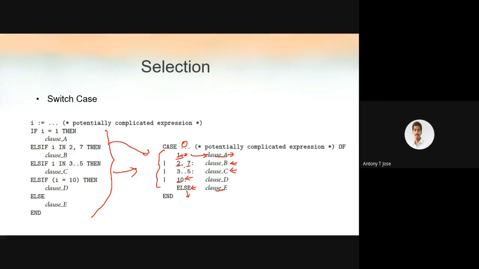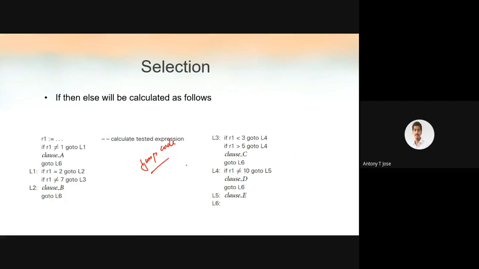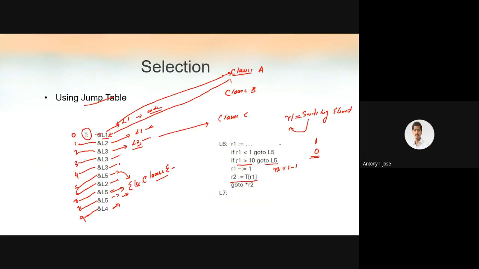Here you can see if the value of R1 is 1, clause A is executed. If the value of R1 was 1, it is decremented to 0 and T of 0 is called. T of 0 corresponds to clause A. Likewise, for all the 10 values, it is just giving an address of the code to be executed.